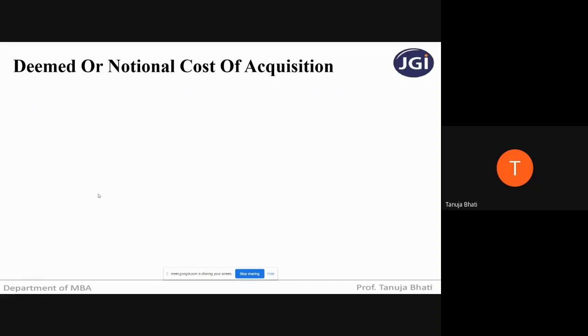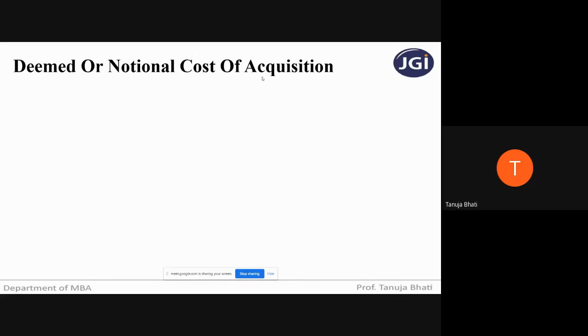Okay. Next. Now, this is another concept in computation of income from capital gains. What is deemed or notional cost of acquisition? Students, can you tell me what is cost of acquisition? Forget what is deemed or notional. Just tell me what is the meaning of cost of acquisition? Quick, students. The price at which we have purchased the asset, the price of the asset. So the price at which the asset is acquired, or the purchase cost of the asset, correct?